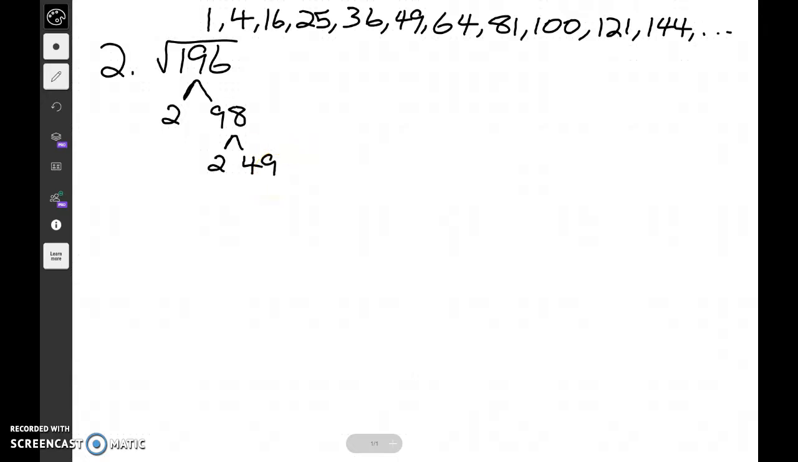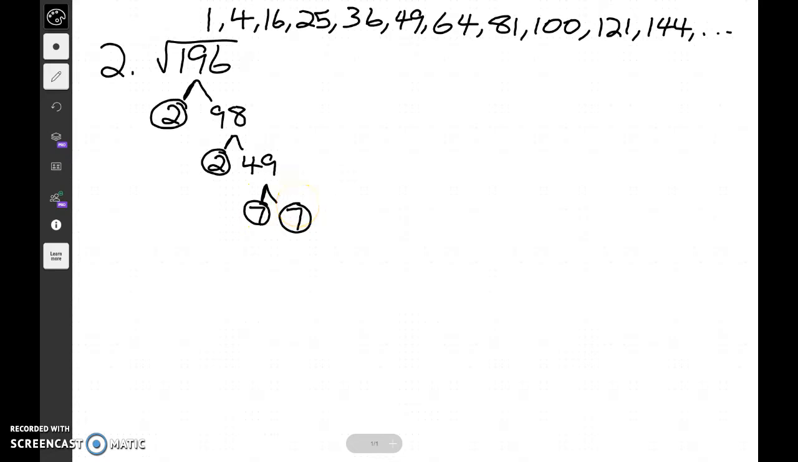Oh, this is nice. All right. So we've got a pair of 2s. All right. What do we know 49 breaks down into? 7. So we break that down into 7 and 7. All right. Now, does 7 break down any further? No, so it looks like we got a pair of 7s.